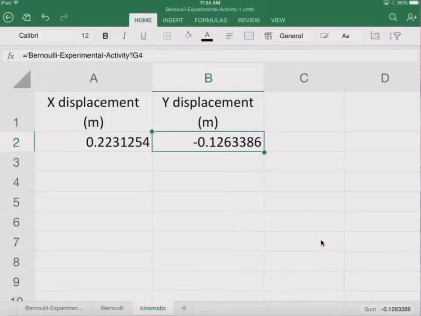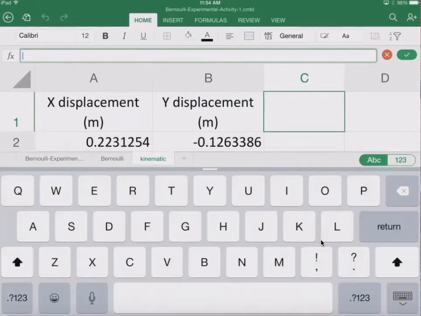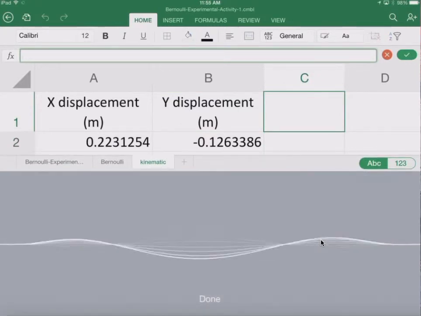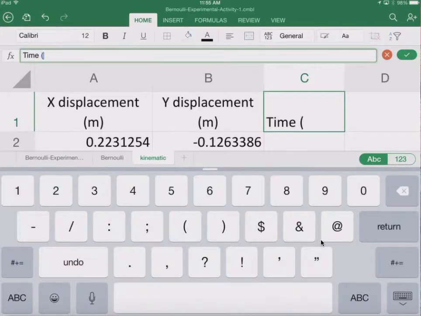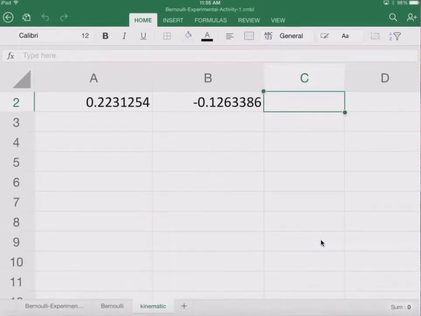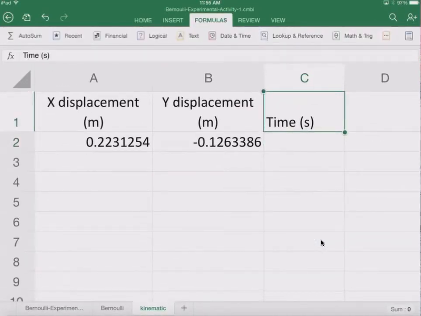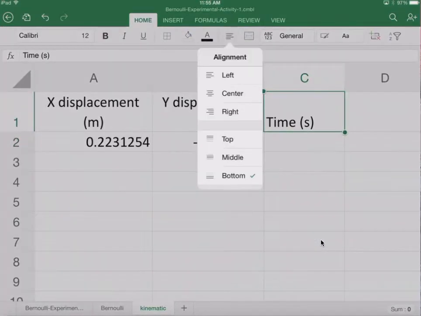So here we go. We're going to start off with delta t, our time of flight. I'll just put in time. Time will be sufficient. It's clear. And I want to go ahead and, of course, center and middle and all of that good stuff.